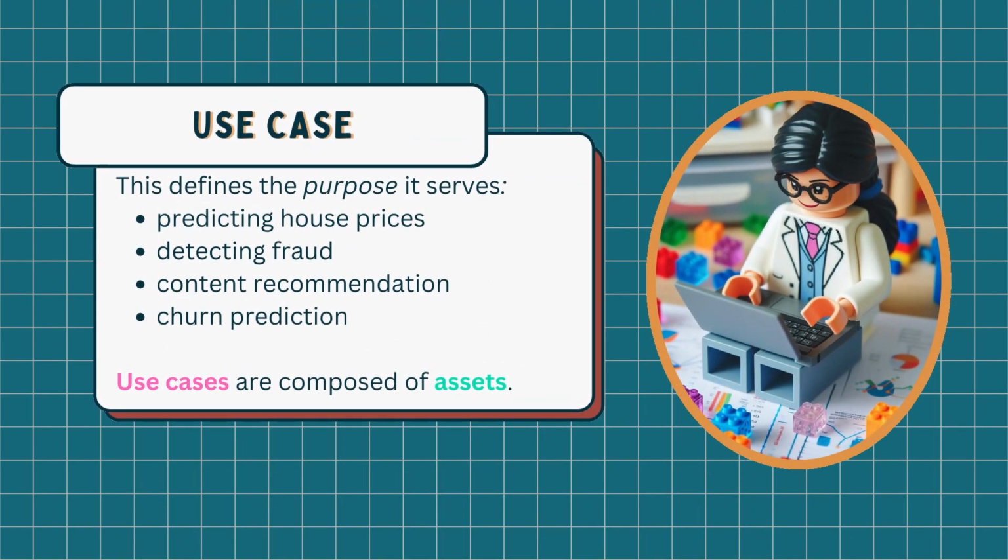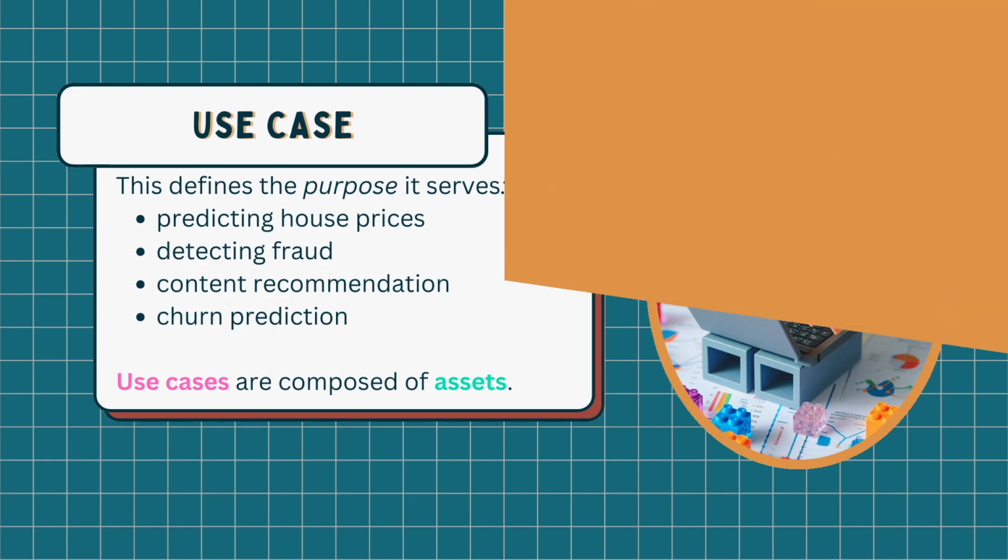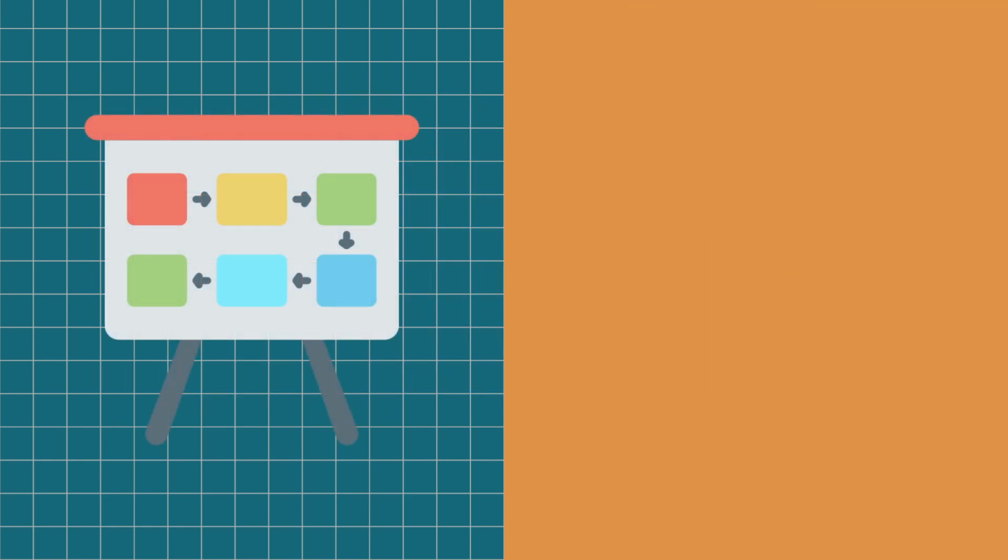When you log into Highwind for the first time, you'll notice that we have use cases and assets. A use case represents the specific problem or purpose that needs to be addressed. For instance, it could involve predicting house prices or detecting fraud, and use cases are composed of multiple assets. Now, assets form the building blocks of a use case.